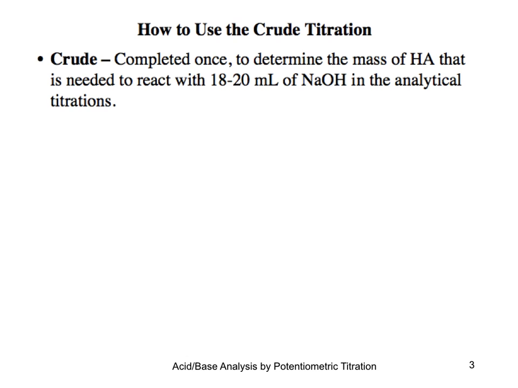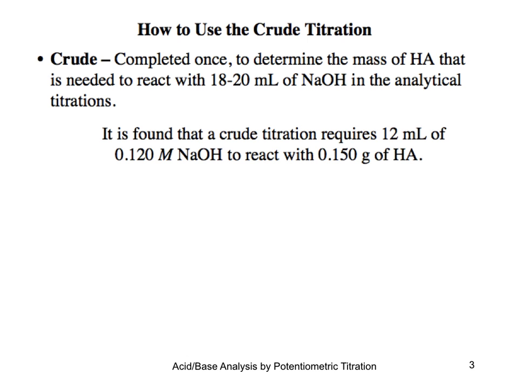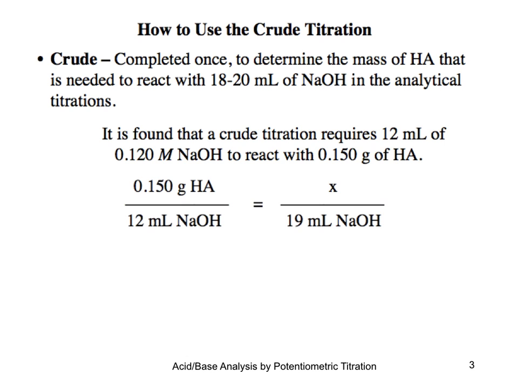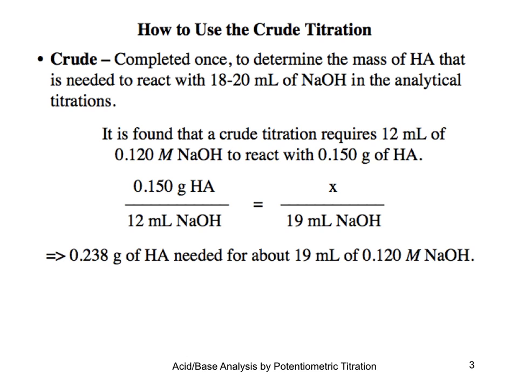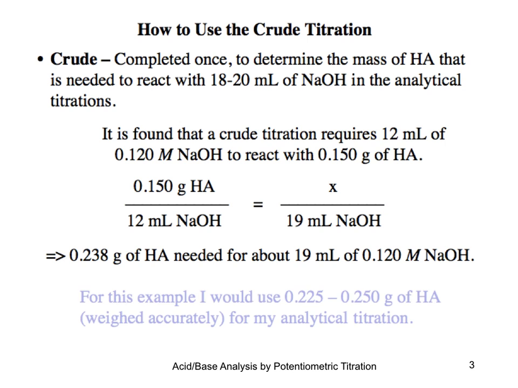Using your mass of unknown and volume of NaOH added, we can easily determine how much unknown you should use for the potentiometric titration. For example, I found that a crude titration requires 12 milliliters of base to react with 0.15 grams of unknown. If I want to scale this up to 18 to 20 milliliters, I would use this equation. By cross-multiplying and solving for x, I found that I would need 0.238 grams of unknown to react with my 19 milliliters of NaOH. When I begin my potentiometric titration, I will weigh out between 0.225 and 0.25 grams of my unknown. Make sure to record the actual weight that is used.